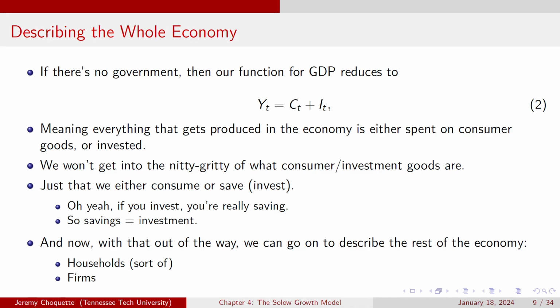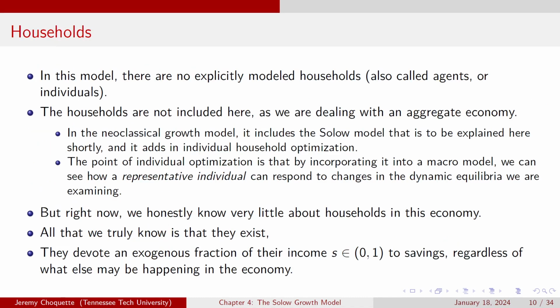Okay, so with all that out of the way, let's go on to describe the rest of the economy. We're going to have households, kind of, and we're also going to have firms, definitely. So we'll start with households. In this model, there are no explicitly modeled households. Households can also be called agents or individuals, but they're not included in this model. As we're dealing with this aggregate economy, Solow argued that there's just this aggregate economy, so there's no point in having individual households. That changed when we got to the neoclassical growth model, which really takes Solow and adds individual optimization.